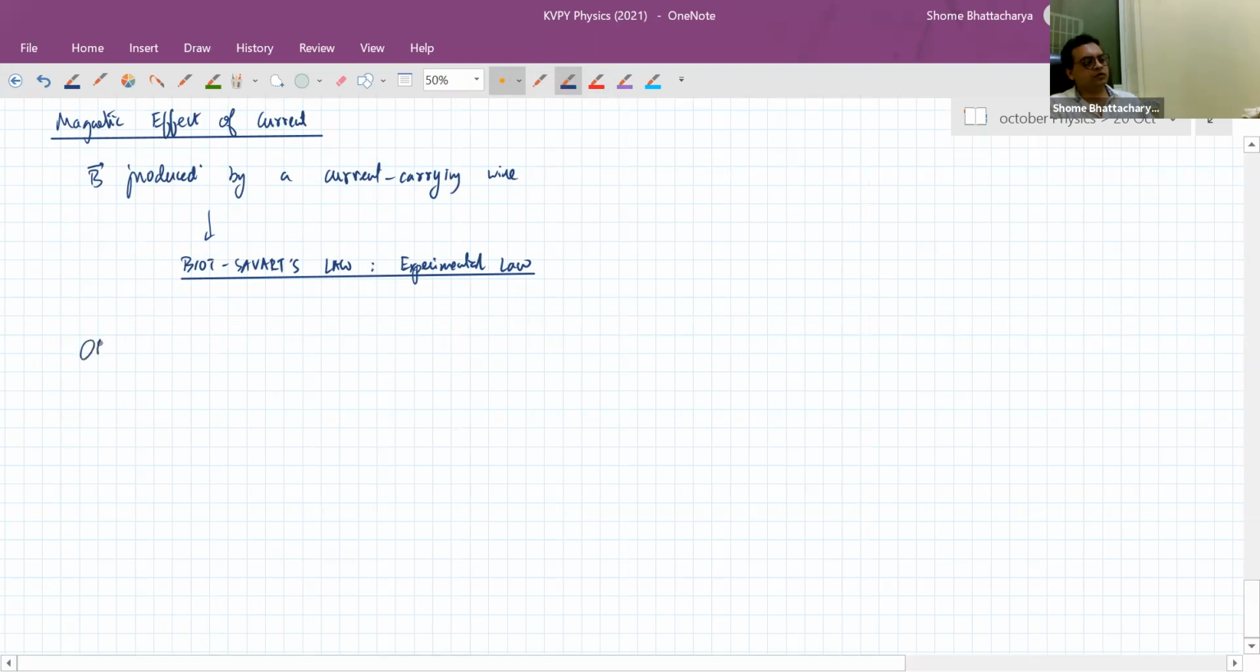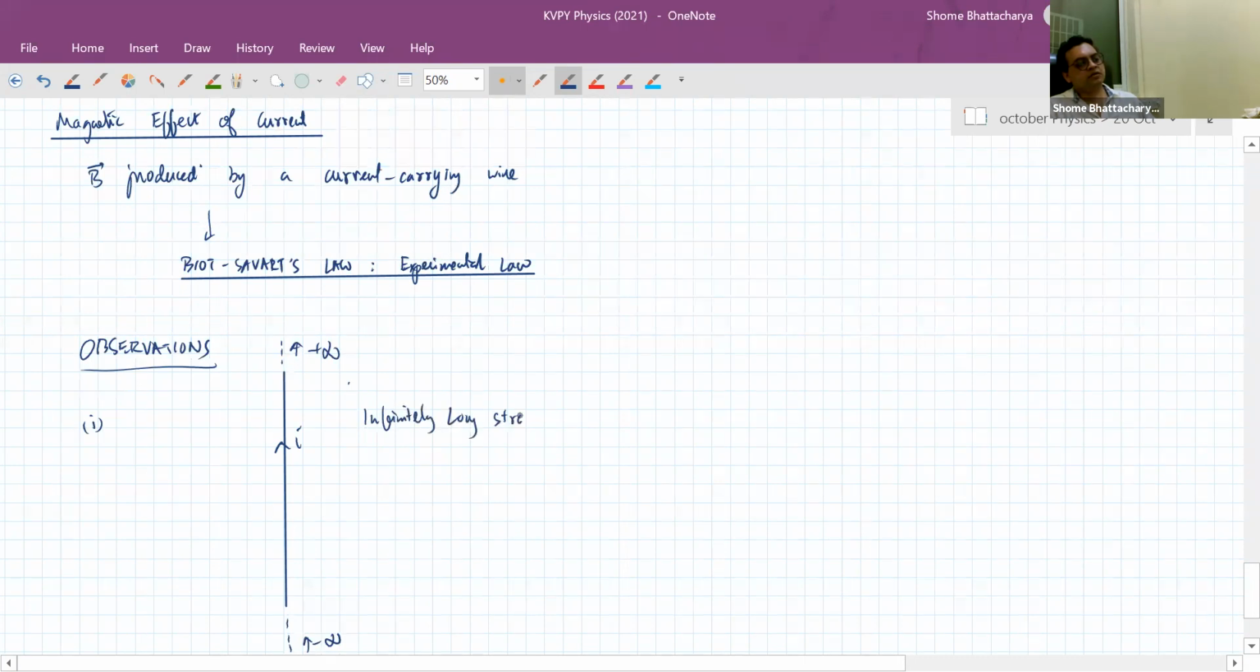First of all, what we observe from experimental observations is that firstly, if we have an infinitely long straight wire, or extremely long straight wire going to plus infinity on this side and coming from minus infinity, the magnetic field created by such a wire is in the form of circular loops, which are as if the wire is the common axis for these loops.